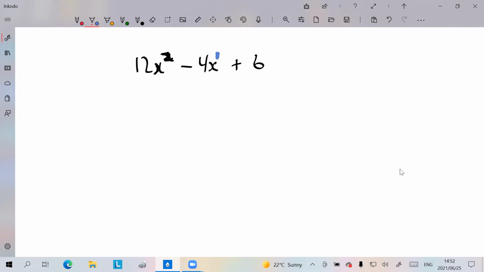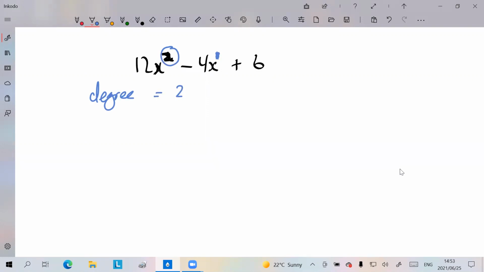Some questions you can get regarding an expression like this: one will be, what is the degree of the expression? The degree refers to the highest exponent, and so your degree in this example is 2.